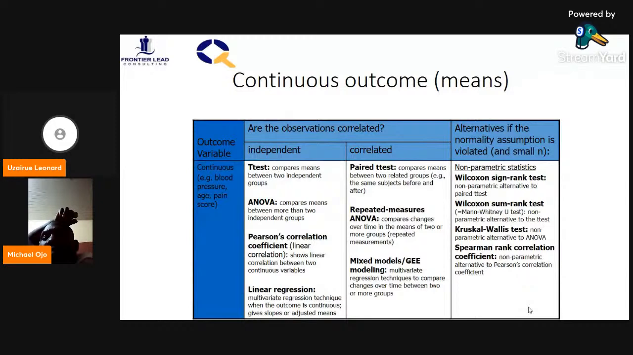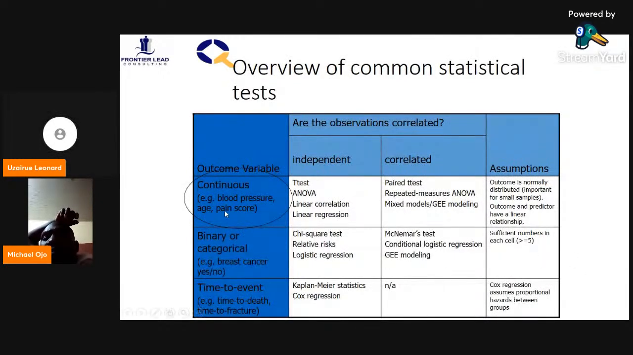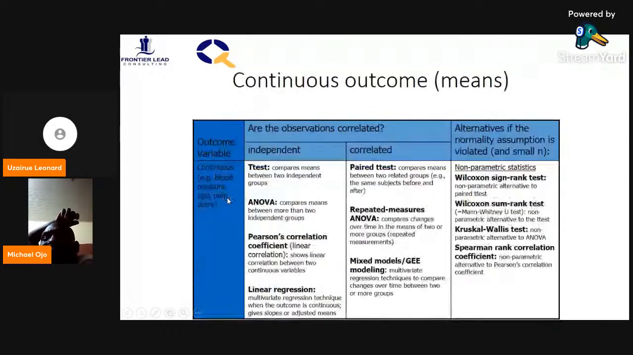Now, the next thing that we want to look at is the continuation, an expansion of this first aspect. For a continuous variable, for you to run a t-test, we are talking about comparing means between two independent groups. For example, checking the cholesterol level between male and female. Because males are independent of females, you'll be running what we refer to as a t-test on them. But for you to run a t-test, it has to be comparing two independent groups, and those two groups must have normally distributed outcomes.